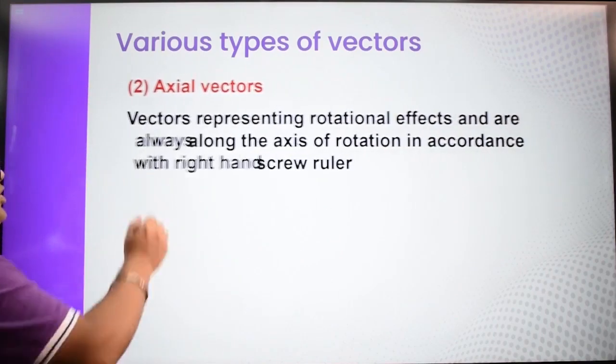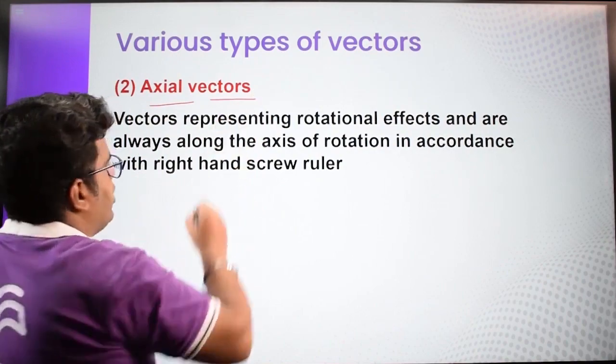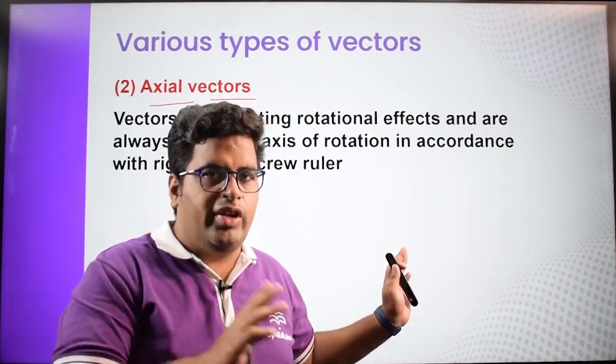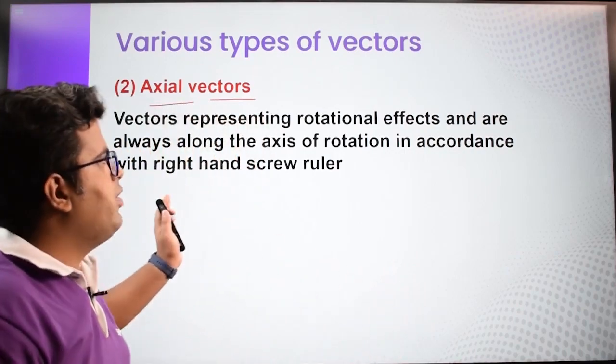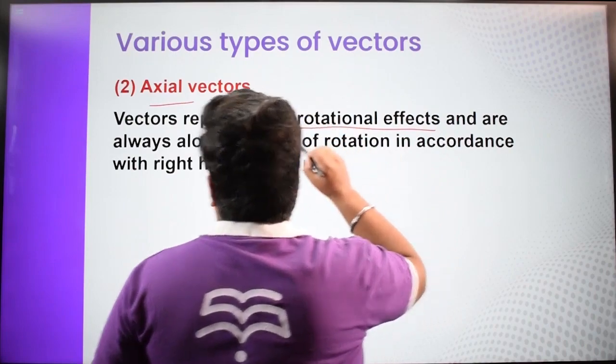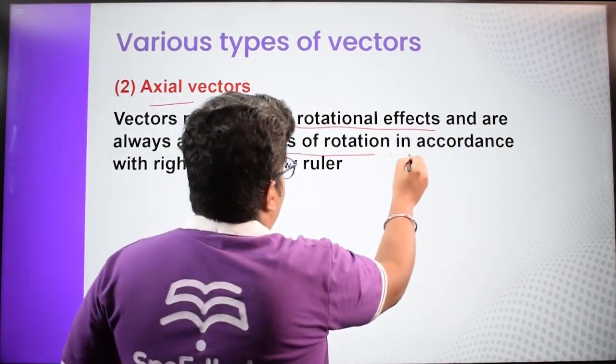Now the next one is your axial vectors. The first one we have seen was polar. Now we are seeing axial vectors. Now what are axial vectors? Axial vectors basically represent rotational effects and are always along the axis of rotation.